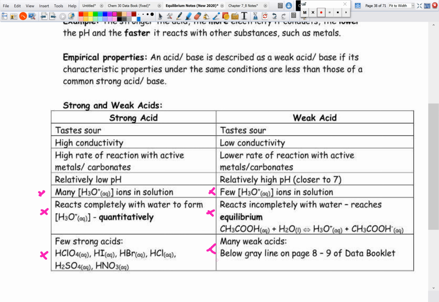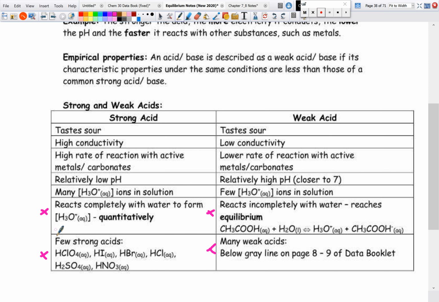Now, for our strong acids, you'll notice that we have a lot of hydronium ions in solution, where the weak acids only have a few. But the main one, specifically, I just want to bring your attention to are the reactions and, of course, the quantity of how many. So when we have a strong acid, it reacts completely with water to form the hydronium, so it is a quantitative reaction.